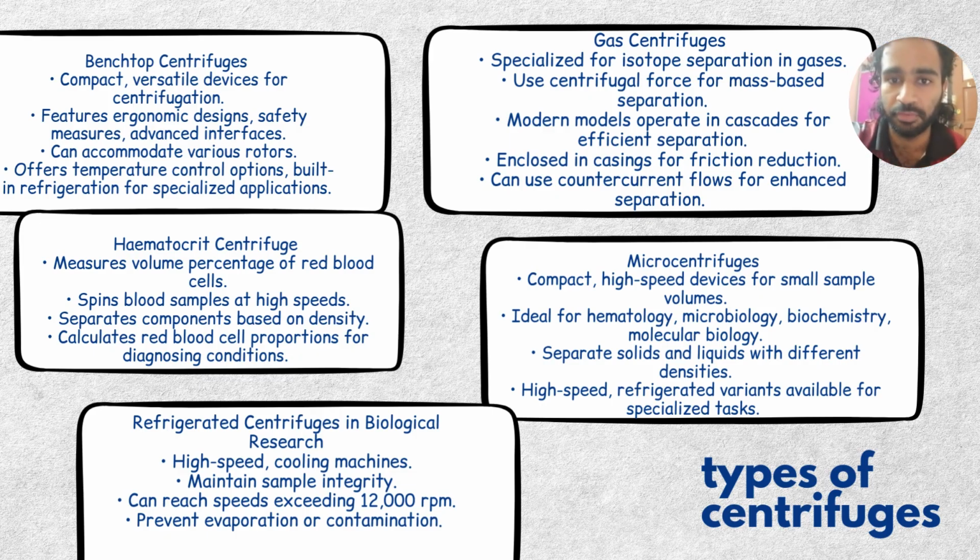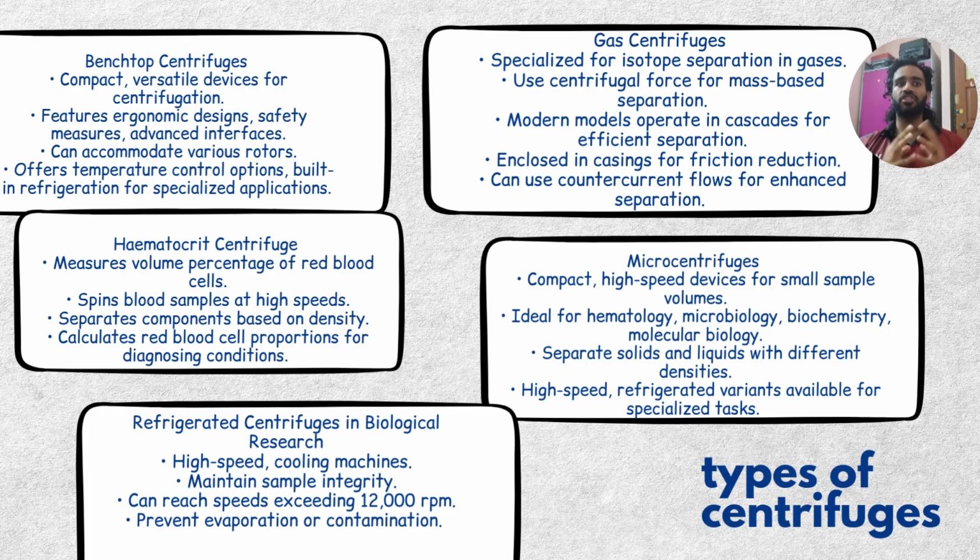Next, we would see the gas centrifuges. The gas centrifuge is specialized for isotope separation in gases, and it uses centrifugal force for mass-based separation. The modern models operate in cascades for efficient separation of gas samples, and they are enclosed in casings for friction reduction. These centrifuges can use countercurrent flows for enhanced separation of gas samples, which is the isotope separation in gas.